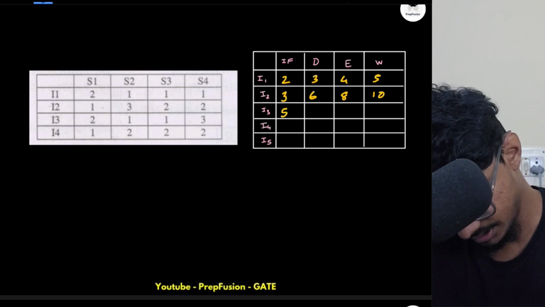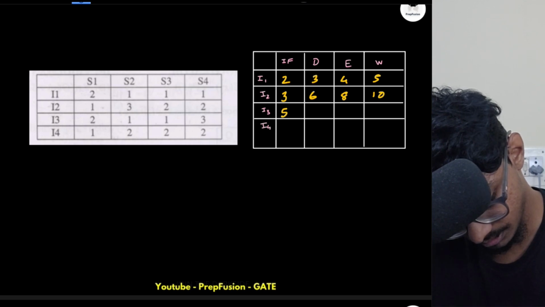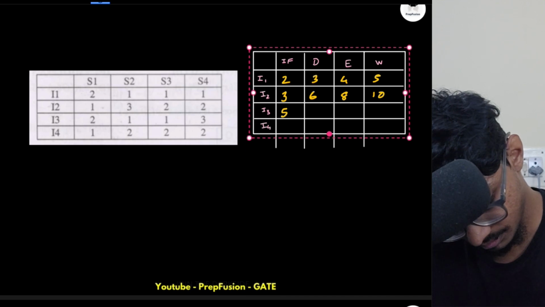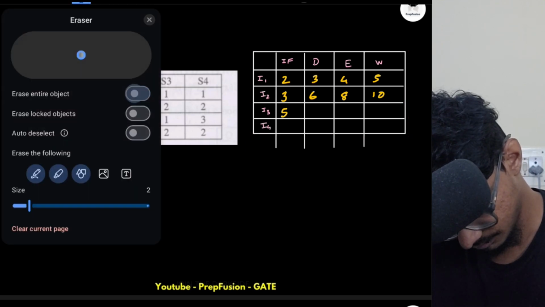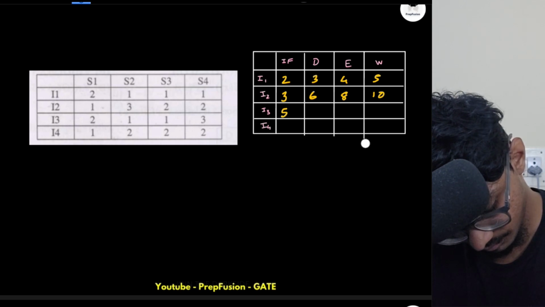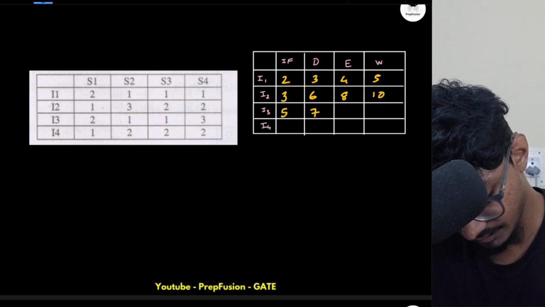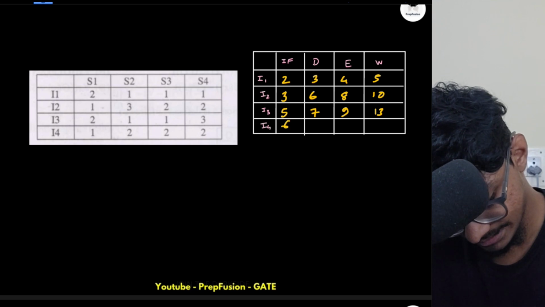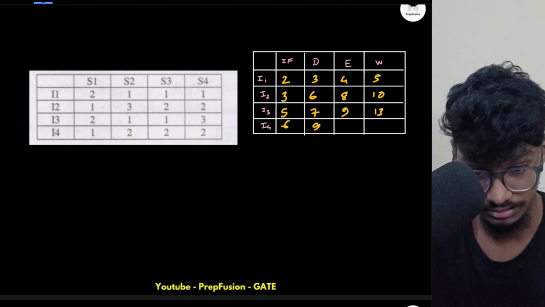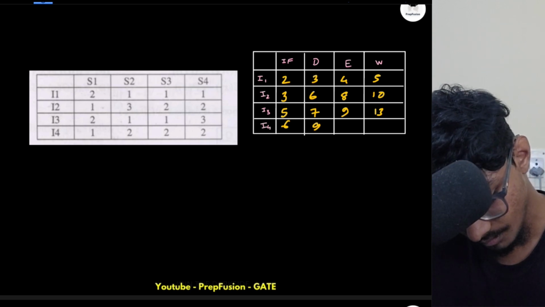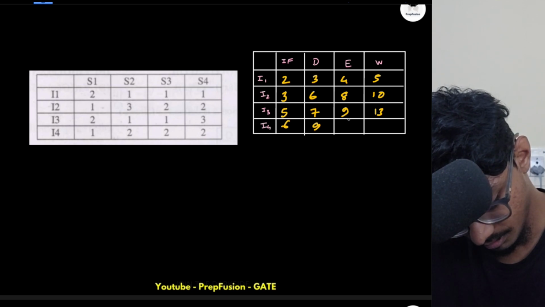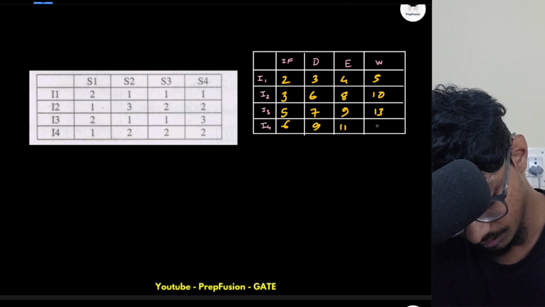I have only 4 instructions, right? Maximum plus its own delay, that is 7, maximum plus its own delay, that is 9, maximum plus its own delay, that is 13, maximum plus its own delay, that is 6, maximum plus its own delay, 9, and this will be 11, maximum plus its own delay, that will be 15.